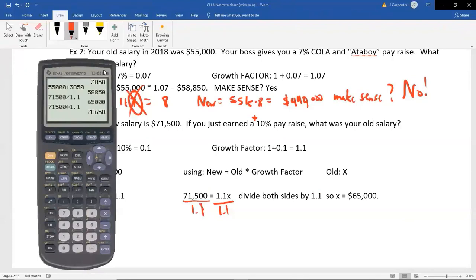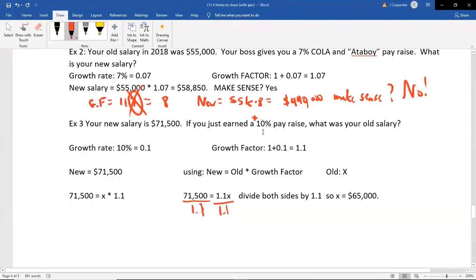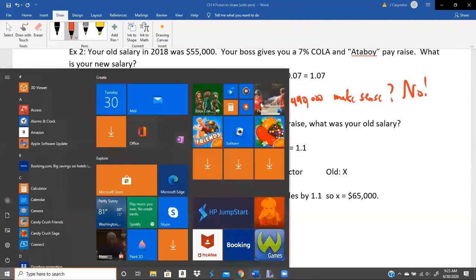Now, unfortunately, there is a way to screw this problem up, and you'll think it makes sense. Check this out, because this is what a lot of students will do. I mentioned earlier that a lot of people say because we're working backwards, they'll call this a minus 10%. So then they'll go 1 minus 0.1, which is 0.9. And then they'll take 0.9 times the 71,500.